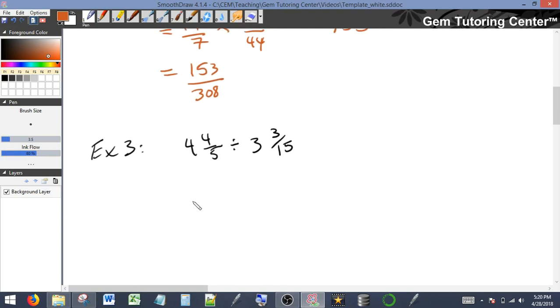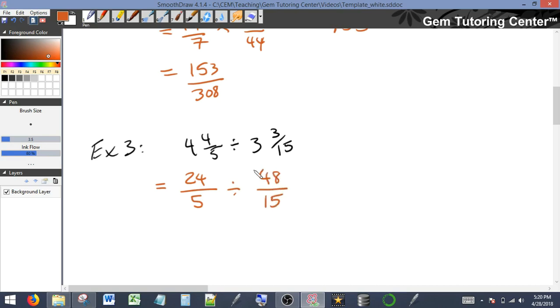Let's go to the next example, which is 4 and 4/5 divided by 3 and 3/15. As we'll see, this one is much nicer. It comes out to a nice mixed number. So let's apply the method. We'll first change this to an improper fraction. That's going to be 20 plus 4, 24/5. And then we're dividing that by 15 times 3 is 45, plus 3 is 48.